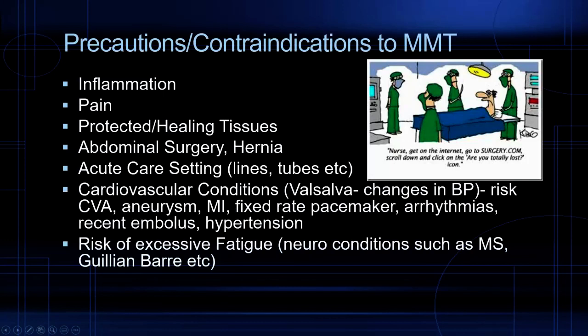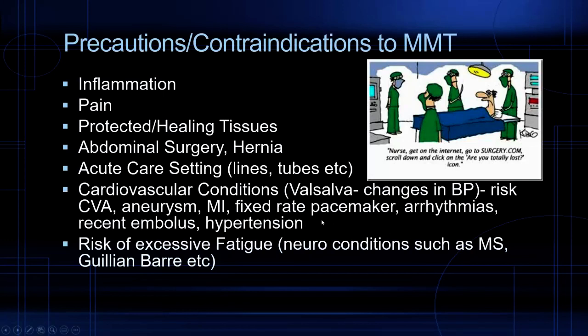And if there is an underlying cardiovascular condition, make sure you have read the patient's chart thoroughly before you do a manual muscle test. Again, if you're not careful, they could hold their breath and do the Valsalva maneuver, which would cause their blood pressure to spike. Use caution if they're at risk for a cardiovascular accident, CVA, a stroke, or if they've had an aneurysm or a myocardial infarction, a heart attack.